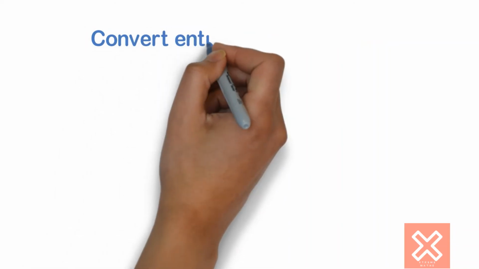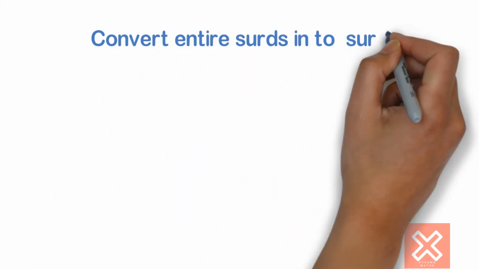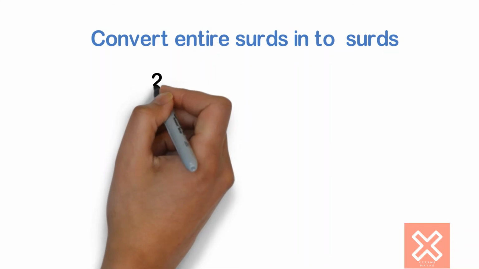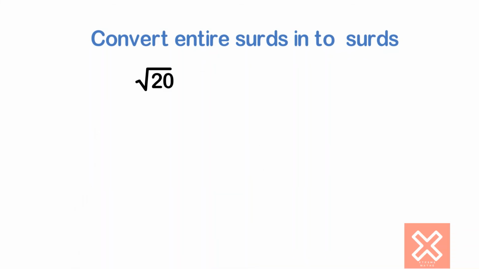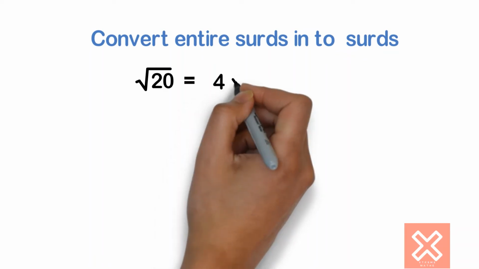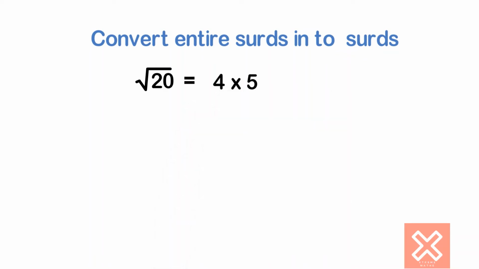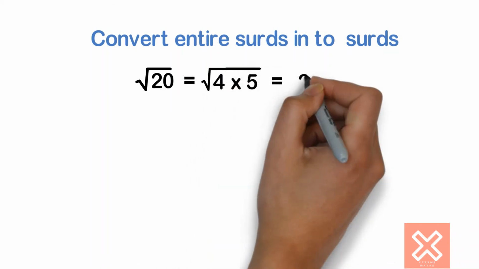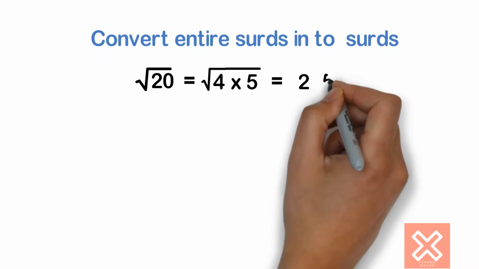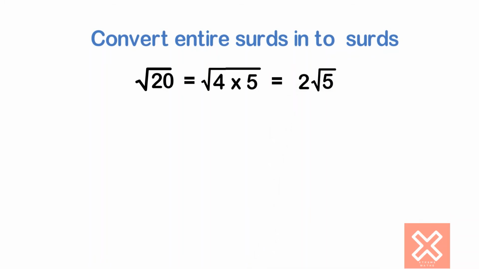Convert entire surds into surds. √20 is an entire surd. Then we have to convert this to a surd. In 20, 4 is a perfect square. So √4 times √5. Then the square root of 4 is 2. 2√5 is the answer here.